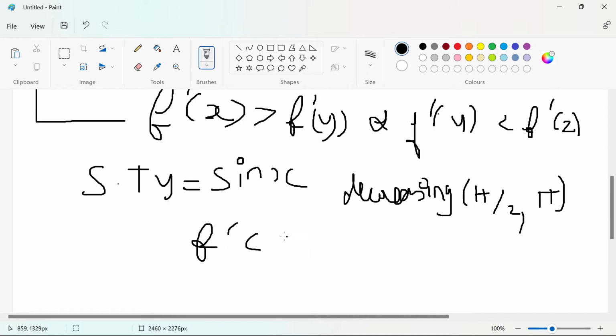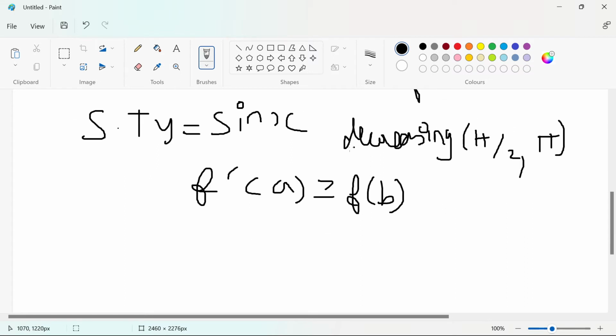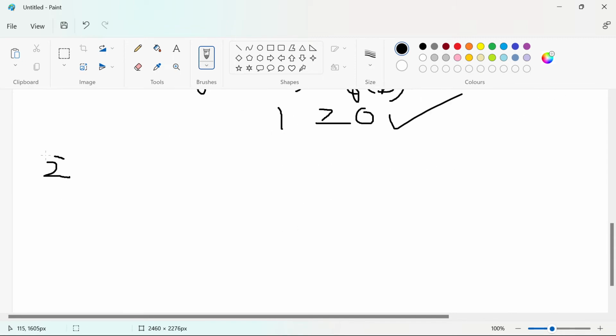So f of a should be greater than or equal to f of b, for a and b both. We know that sine pi by 2 is 1 and sine pi is 0. This side is pi, and this is the answer. Another thing is, if those values are given in the radian format, this is applicable.